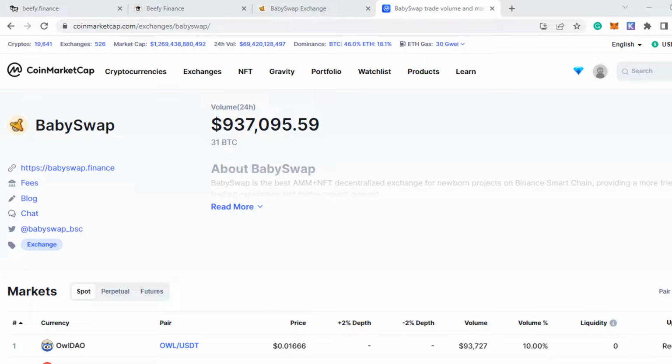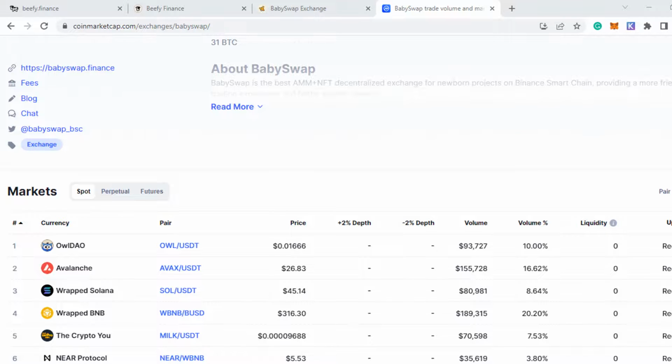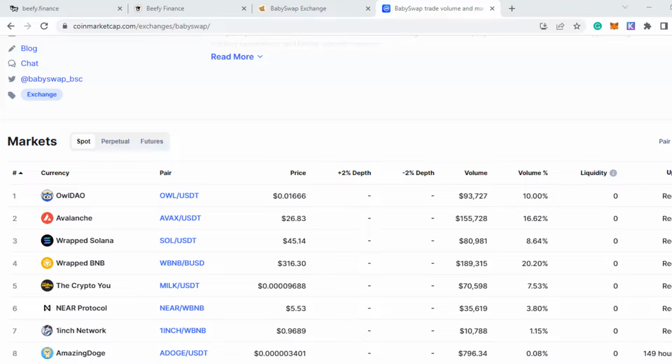When I checked BabySwap on CoinMarketCap, I was a little surprised that they only have $1 million in trading volume per day. I was hoping for a little bit more, but maybe they have room to grow.